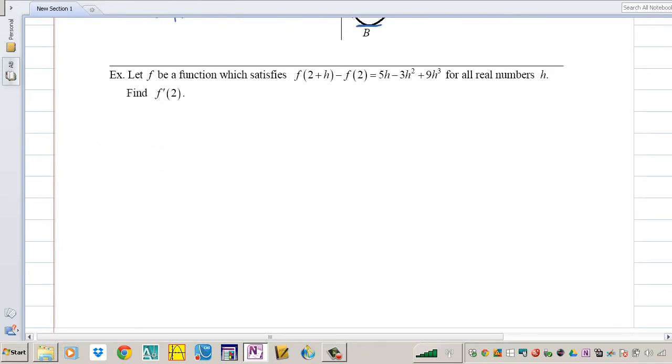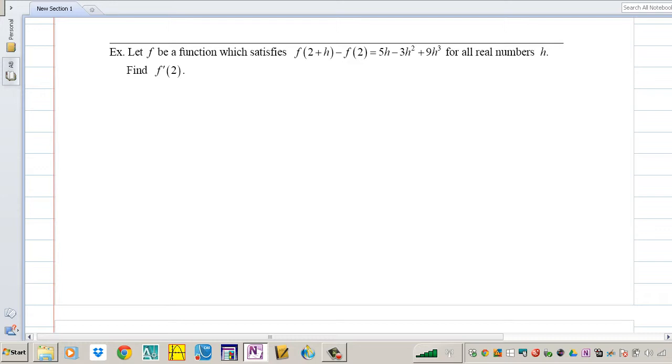Example number 3. Let f be a function which satisfies this relation here for all real numbers h. Find f prime of 2. Okay, now let's backtrack. First of all, that little prime in here, we all know what that means. It means a derivative. Well, what is the derivative definition? The derivative definition is the limit as h approaches 0 of the secant line equation.